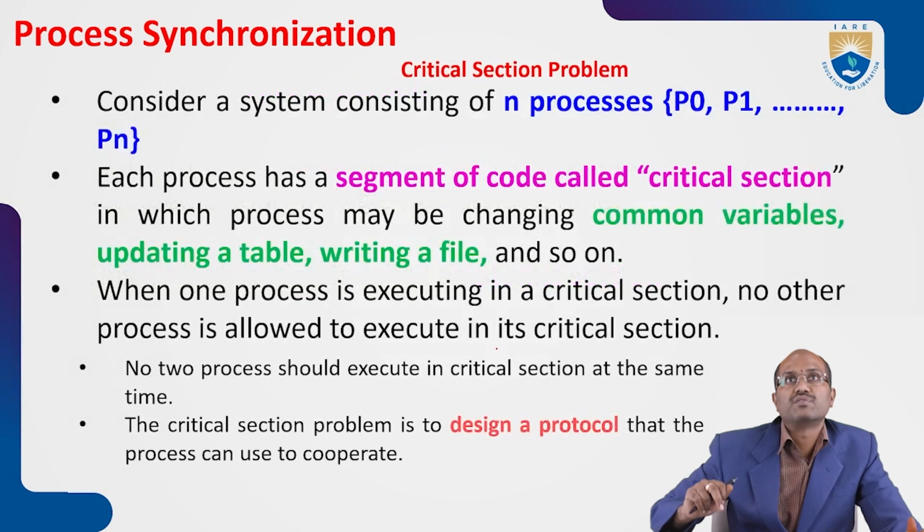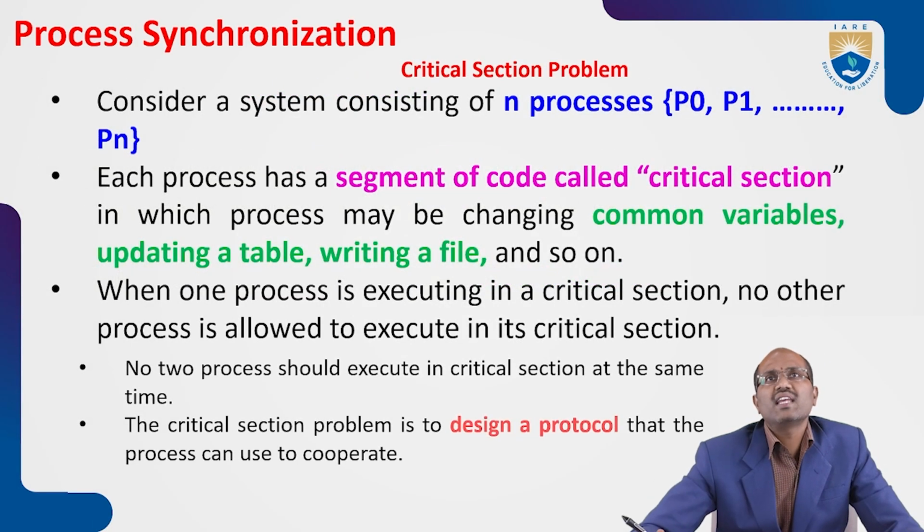classical process synchronization. There are various classical problems of synchronization: the bounded buffer problem, reader-writer problem, producer-consumer problem, barbershop problem. So the solution to all these problems will be either a semaphore, mutual exclusion, or a monitor. These are the solutions to solve this type of classical problems of synchronization.